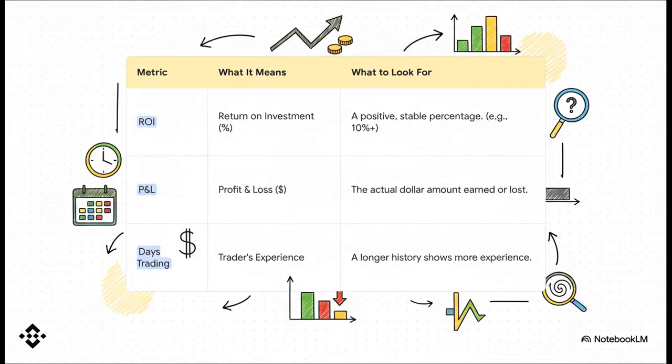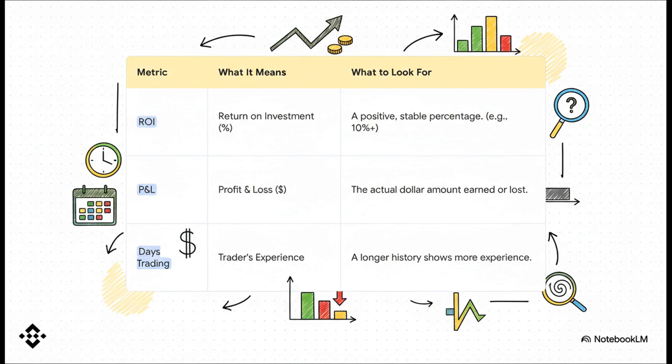So how do you pick that winning horse? Well, you've got to become a bit of a data detective. And you really only need to focus on three main things. First is ROI, that's return on investment. It shows you their performance as a percentage. Second, you look at their P&L, profit and loss, which is the cold, hard cash amount they've made or lost.